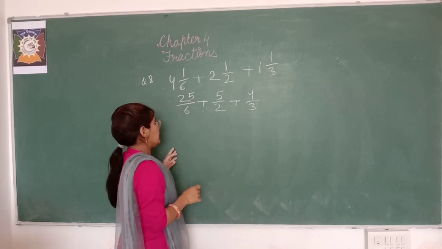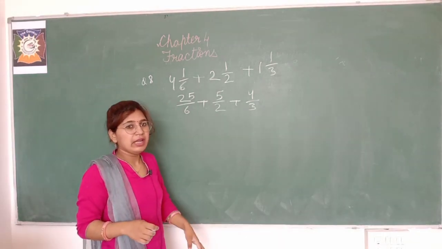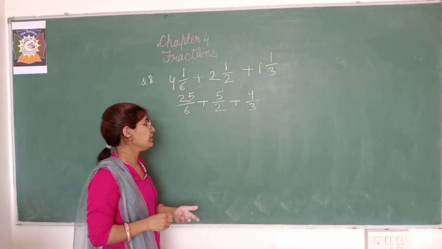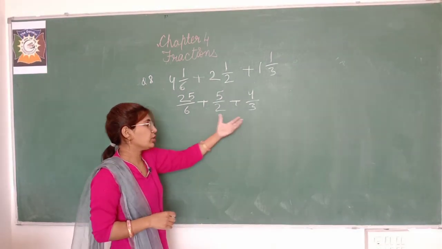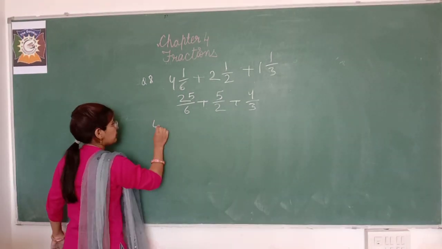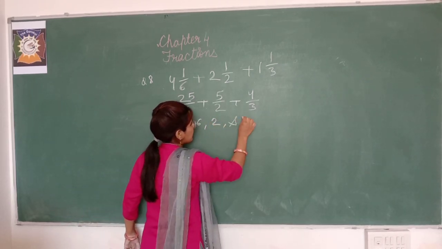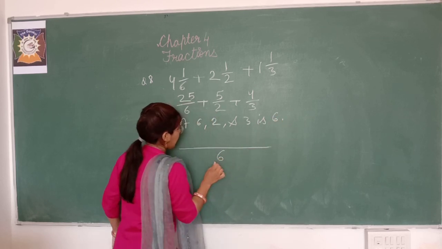Now बच्चे, we can see these are unlike fractions because the denominators are different, and in case of unlike fractions we have to find the common denominator, that is the LCM of the given denominators. So the LCM of 6, 2 and 3 is 6. Write it here and now solve.